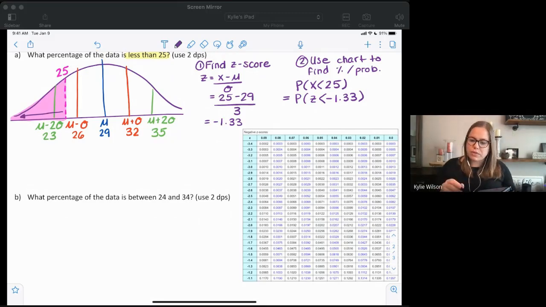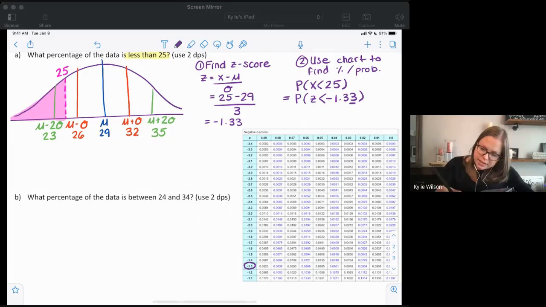So once we find this, it will give us the percentage of points that are lower than 25. So let's find it. First, we look at the first 2 digits of our z-score. In this case, it's negative 1.3. So I go down the first blue column to negative 1.3. Then I need to find the third number. So I'm looking for the hundredths column, and our last number is 3. So that means we're looking in this column right here.